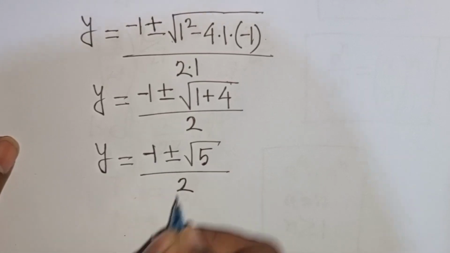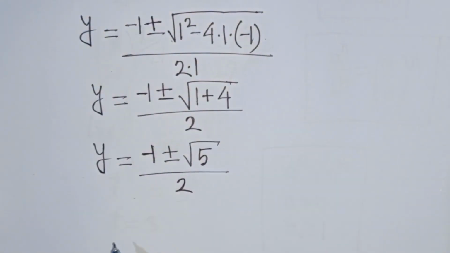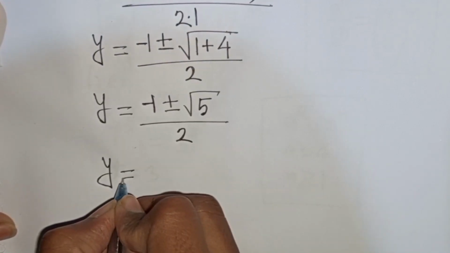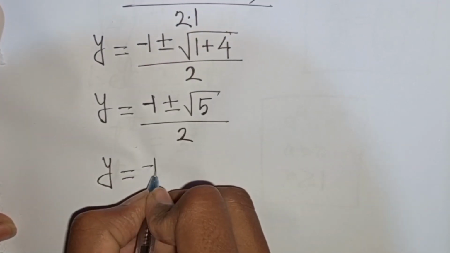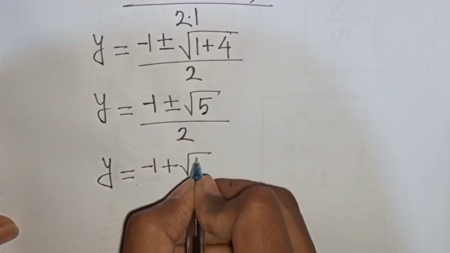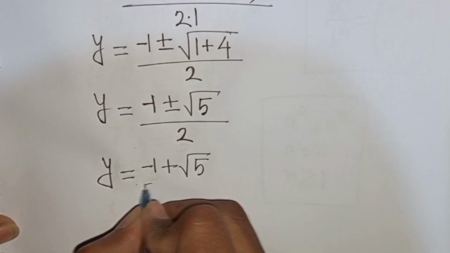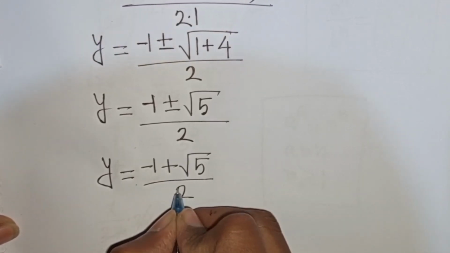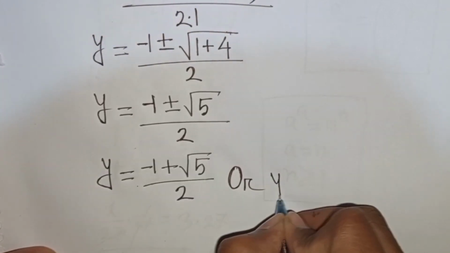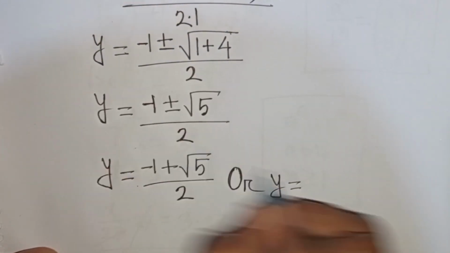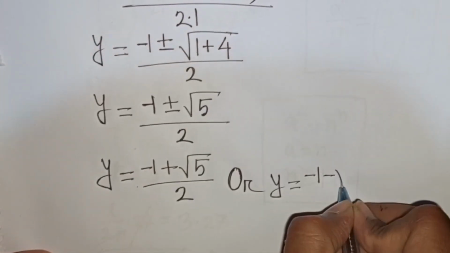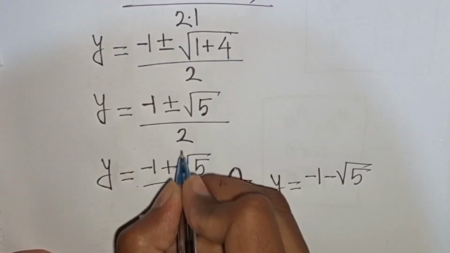Now we see here two cases. So we can write y is equal to minus 1 plus square root of 5, divided by 2, or y is equal to minus 1 minus square root of 5, divided by 2.